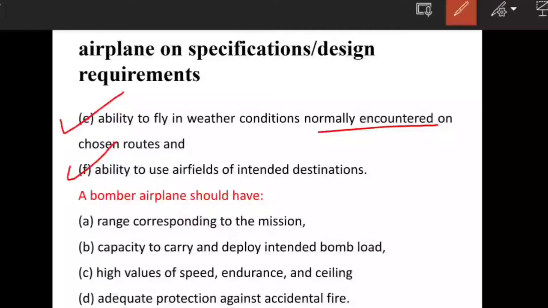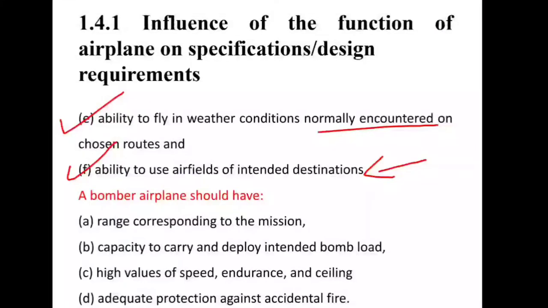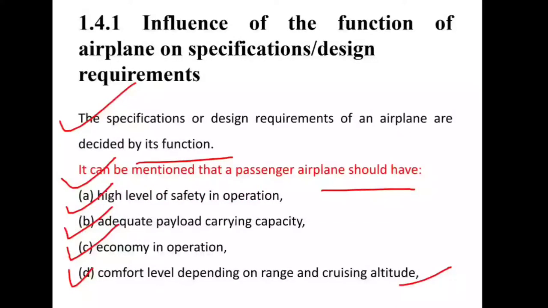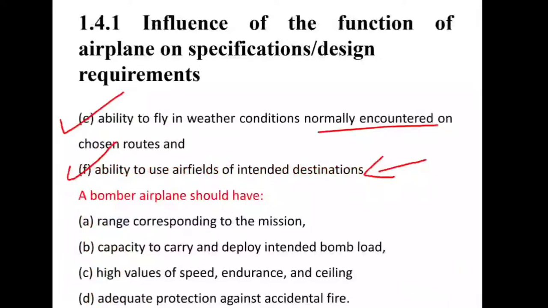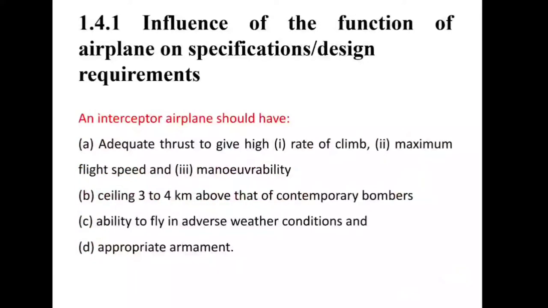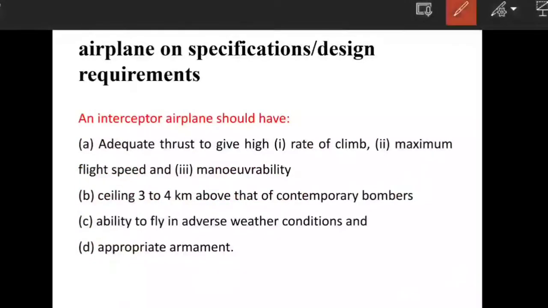Then the next point is the ability to use the airfield of the intended destination. We can find many things related to the intended destination. So all these points are related to the passenger airplane. Okay, let's see the bomber airplane. What are the points for the influence of the function of the airplane?